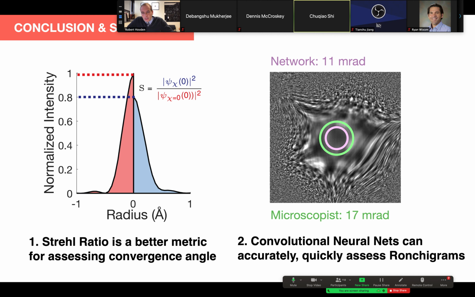So the two conclusions are that, one, the Strehl ratio is a better metric for assessing convergence angle, and it's the heuristic that we need to train neural nets on Ronchigrams. And then we use the convolutional neural nets to accurately and quickly assess these Ronchigrams, both on simulated data, where we have a ground truth to compare to and it's very accurate, and it seems to also work on experimental data. The quality of the training is, of course, always related to the quality of the data sets. So with more ground truths, better simulations that account for things such as multiple scattering or chromatic aberrations can improve the accuracy on experimental data.